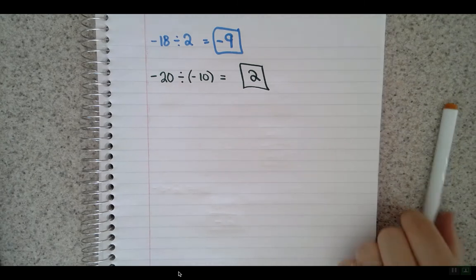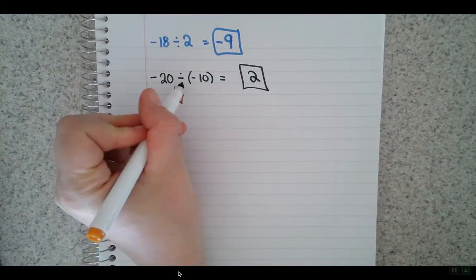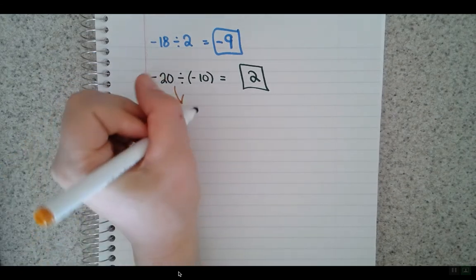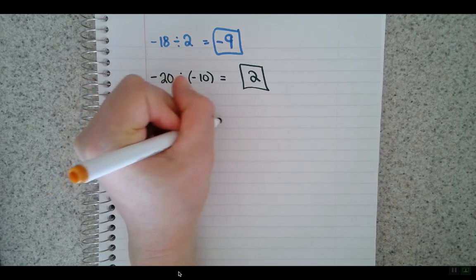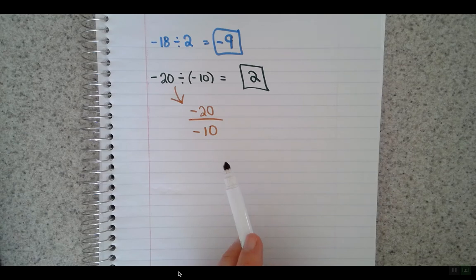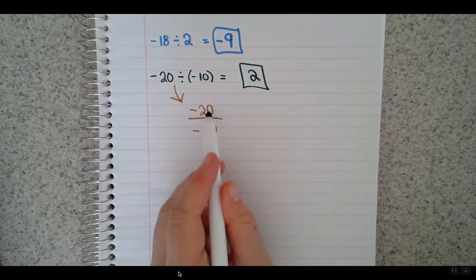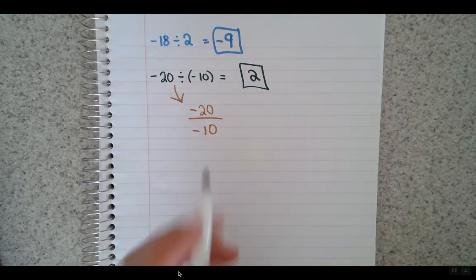Okay, now this problem can be written in a variety of different ways. Instead of a division symbol, I could use a fraction bar. And you'll see this on your homework. The fraction bar and the division symbol mean the same thing. They mean divide. Negative 20 divided by negative 10 equals positive 2.